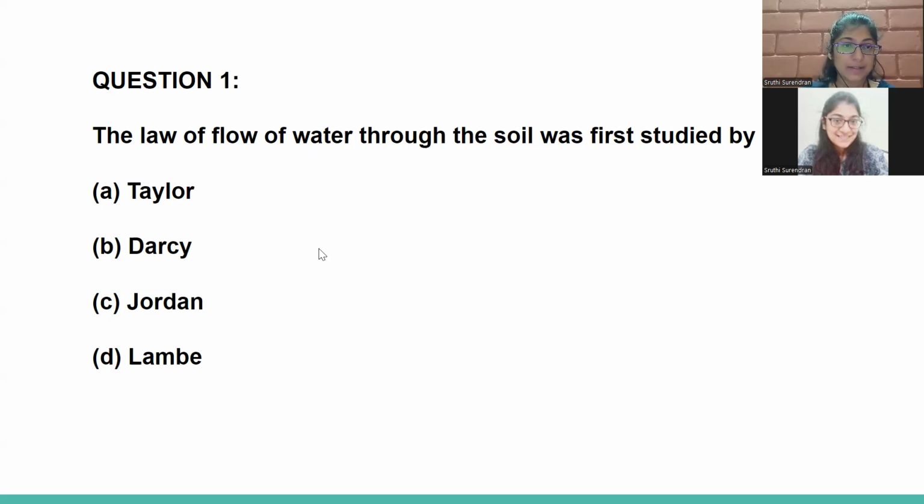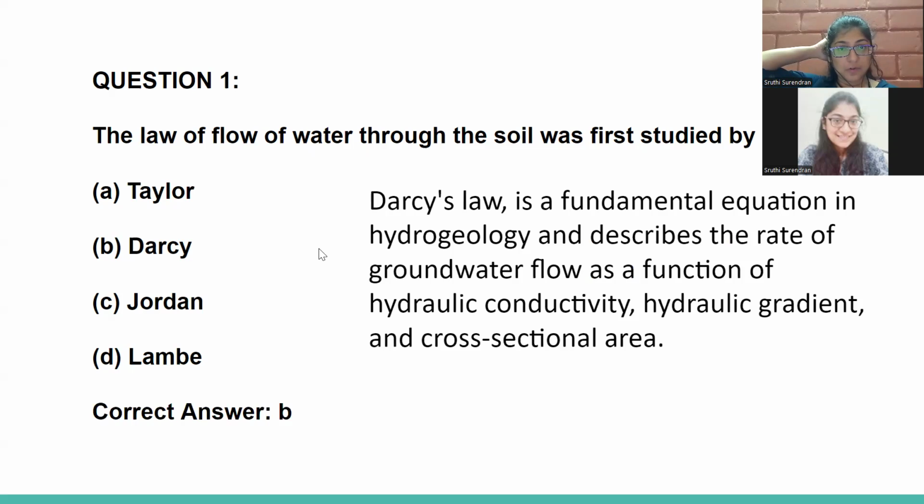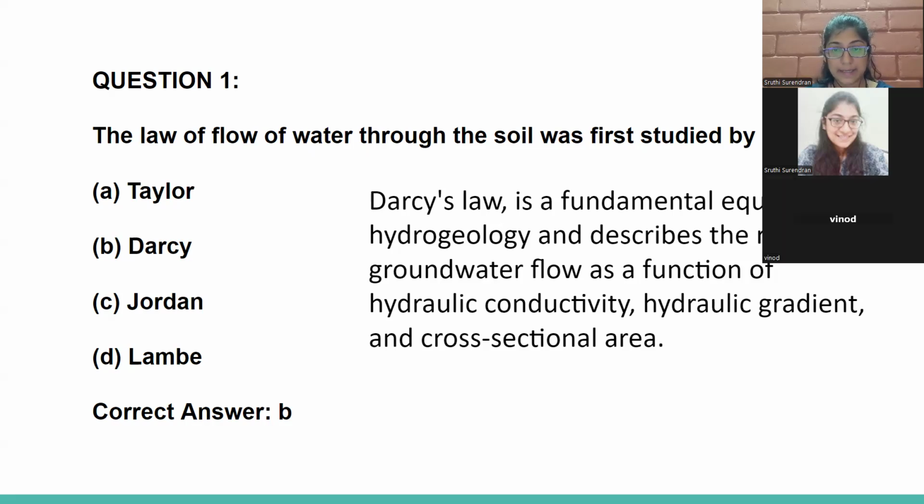So I'll go to the answer. The law of flow of water through the soil was first studied by Darcy. Correct answer is option B. So Darcy's law is a basic equation in hydrogeology, more importantly in groundwater hydrology. And Darcy's equation is giving a relationship between the velocity of flow of water in an aquifer as a function of the hydraulic conductivity, hydraulic gradient, as well as the cross-sectional area.